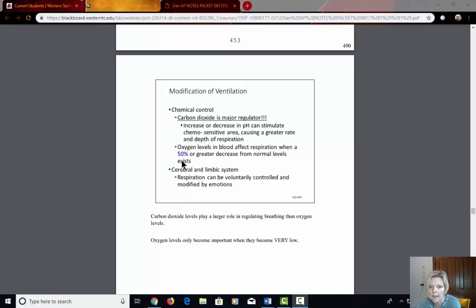And we also know that we can modify our breathing using our thinking brain, which is the cerebrum, or the cerebral cortex. So if we want to increase our breathing, we can. Like if we're blowing up a balloon or, heaven forbid, taking a drag on a cigarette, we can control the ventilation. And the limbic system are our emotions. So if you're overly excited or scared or upset, sometimes we can just start an increase in breathing related to our emotions, which has nothing to do with oxygen or carbon dioxide, but it has to do with our emotions. So that's the limbic system.